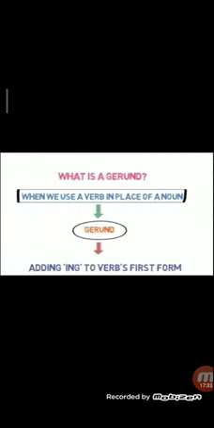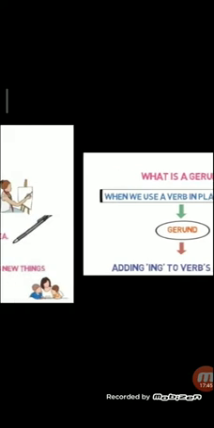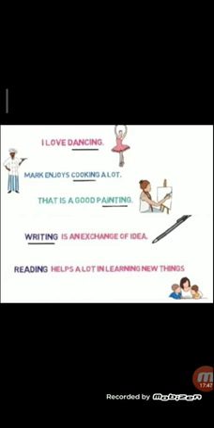Now let's see what it is. When we use a verb in place of a noun, it is a gerund, formed by adding ing to the verb's first form. Let's do some more examples. I love dancing. I love what? Dancing. So it is a noun. You're talking about which action? Dancing. Mark enjoys cooking a lot.